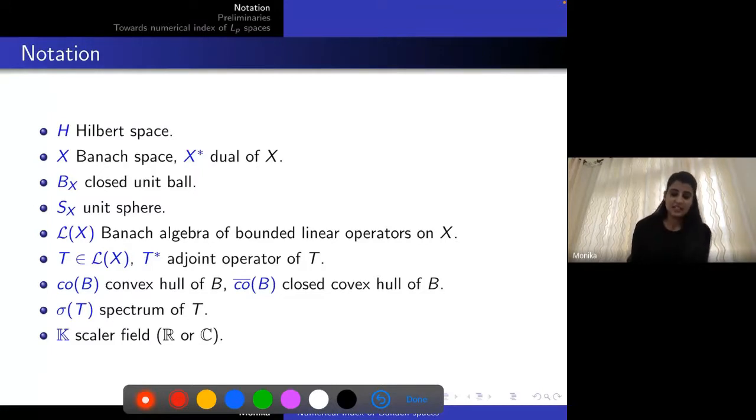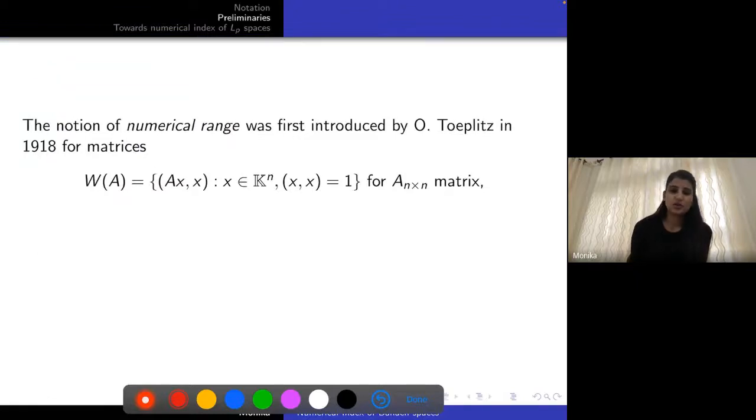So in 1918, Toeplitz introduced the notion of numerical range for matrices. He defined the numerical range of matrix A as the inner product of Ax with x, where x is a norm 1 vector. But this definition applies equally well to the Hilbert space also.